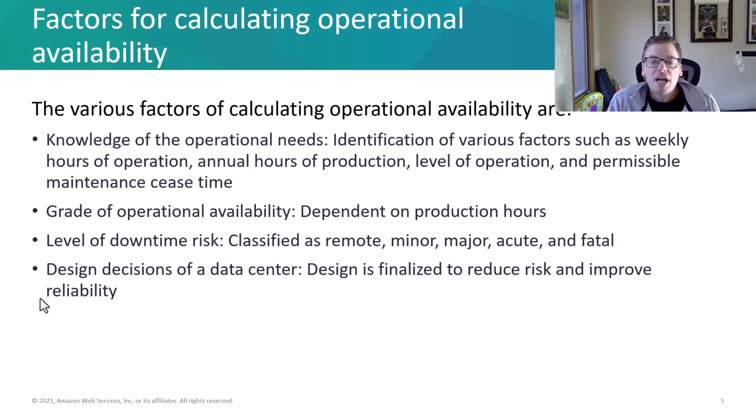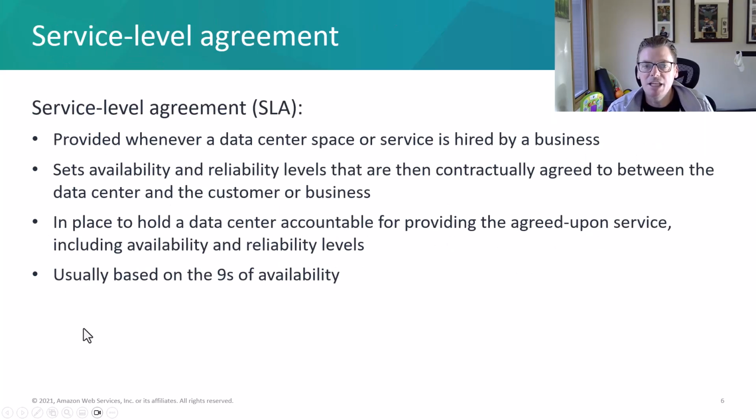All right, so there are different factors that we can use to calculate operational availability, like weekly hours of operation, annual hours of production, level of operation, and permissible maintenance cease time. These are just terms that we need to familiarize ourselves with, and then we can grade the operational availability. What's our level of downtime risk? And what are the design decisions that can go in to reduce that risk and improve our reliability, right? Remember, reliability and availability are highly connected together.